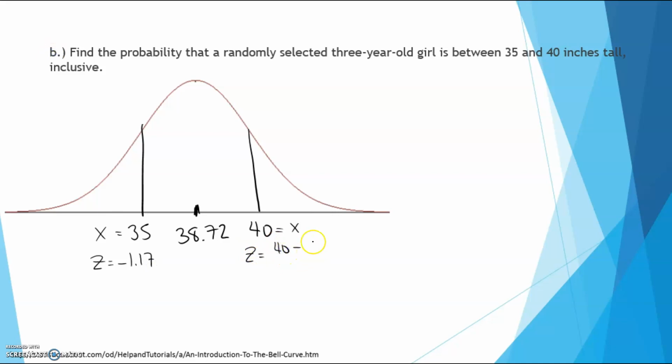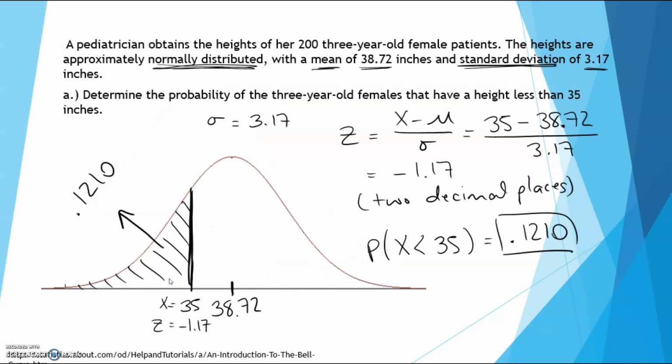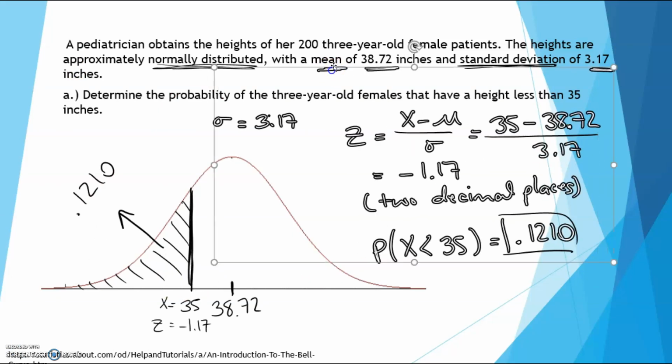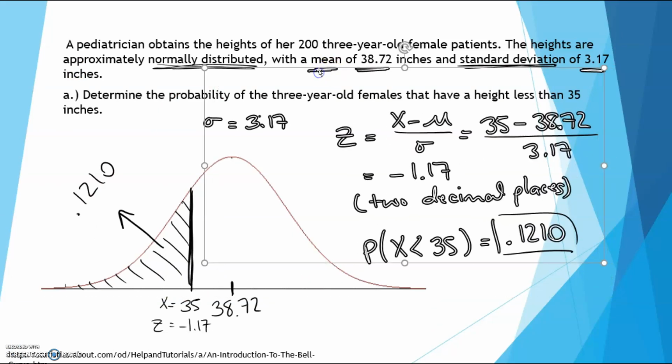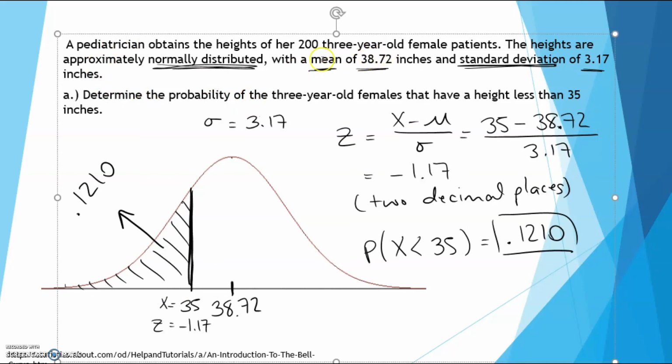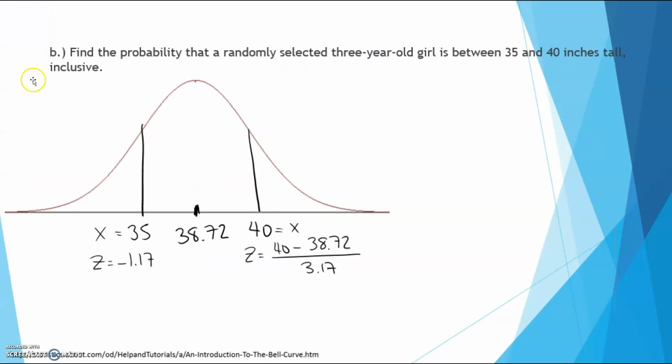I need to do the same thing for this one. So 40 minus 38.72 divided by 3.17. And all that information is coming back from here. I had a mean of 38.72 and a standard deviation of 3.17. So we're still working with this problem right here. It's just a different question.